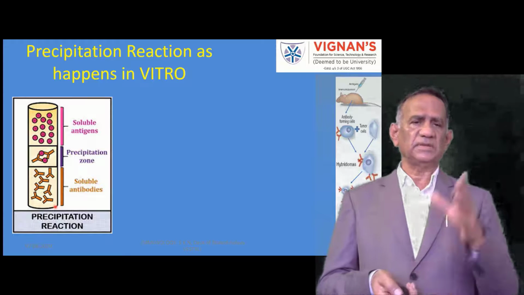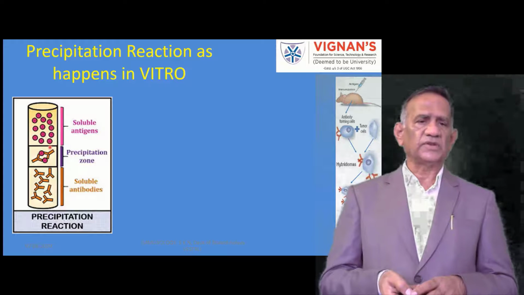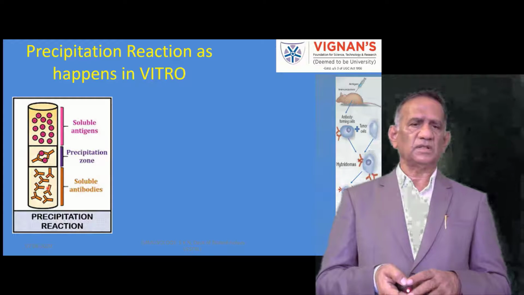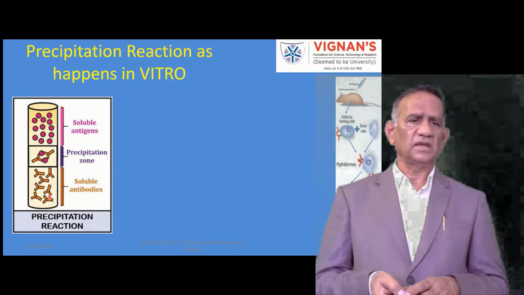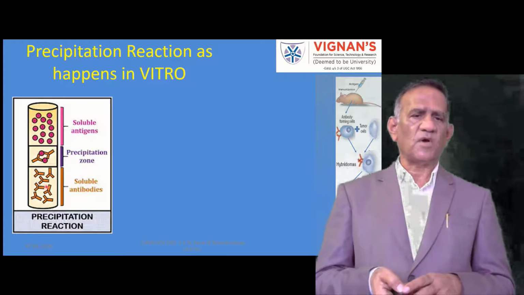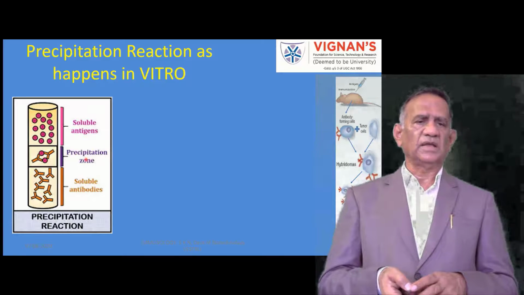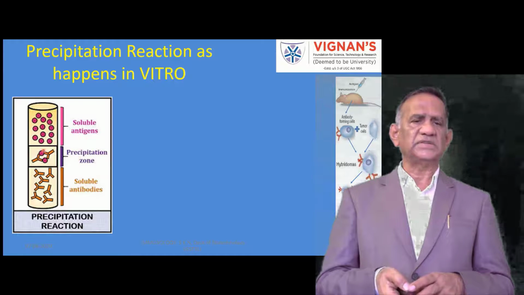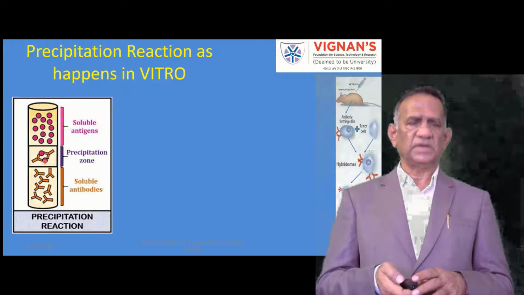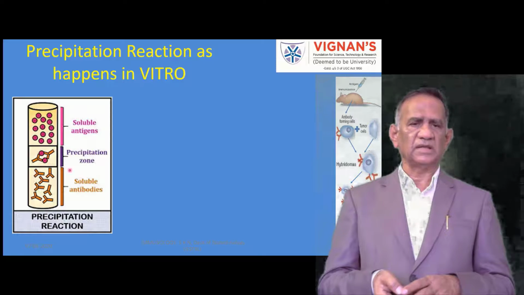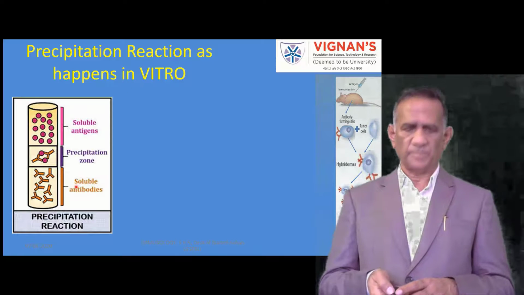Now let us see a pictorial representation of this antigen-antibody interaction. In a tube, if you put the soluble antigen and soluble antibody, at the intersection point they join and form a precipitation zone. In this precipitation zone, see the Fab region, where the antigen is getting bound. The antigen is soluble here, and antibodies are also proteins, which are soluble.